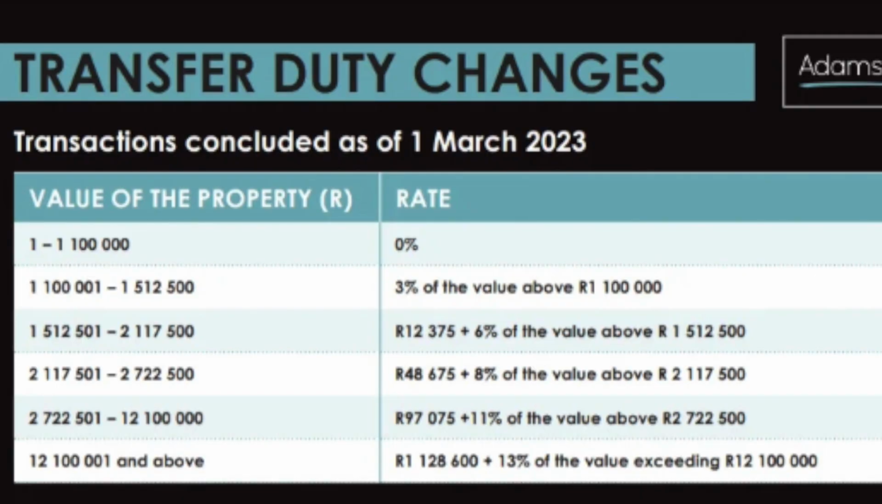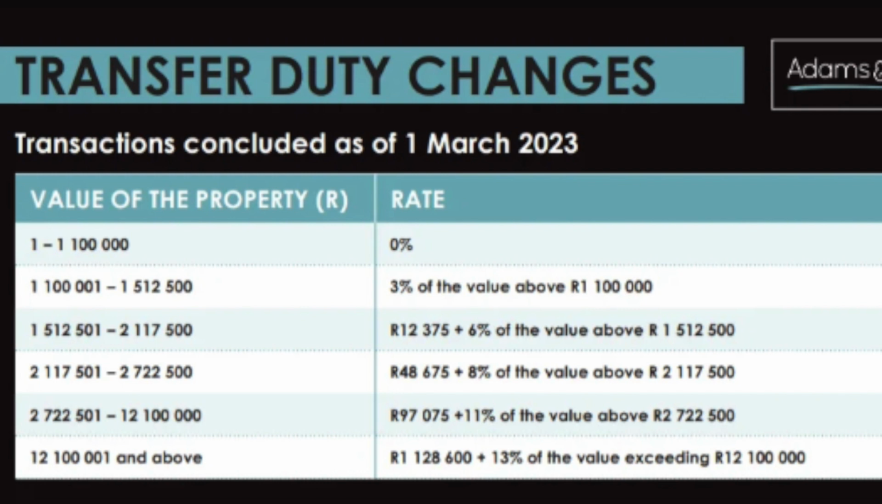So when you're looking at the table itself, it says that 3% of any value above 1.1 million. Whereas if you just look at the bracket right below, it then tells you that it is 12,375 plus 6% of the value amount X.